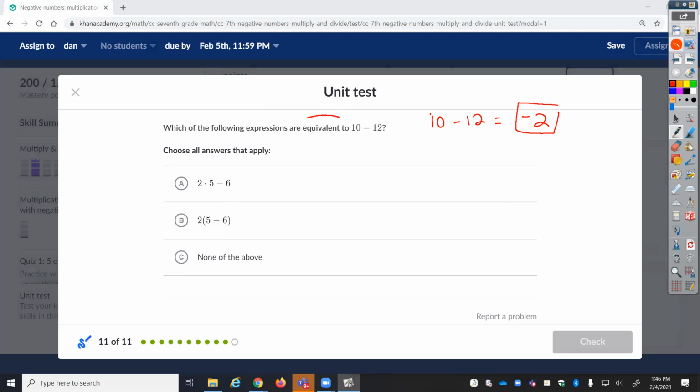Why? Because of the word equivalent. Again, what does equivalent mean? Let's use the word the same. Okay, we're looking for something that is going to be the same as -2.